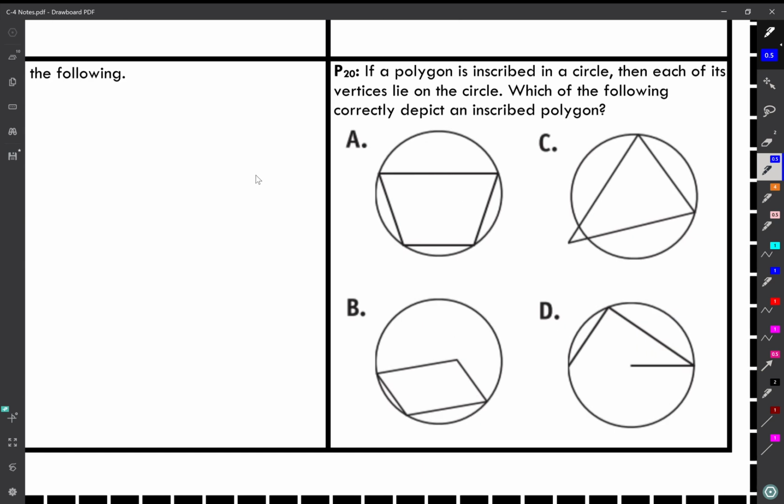Okay, number 20, our last problem. If a polygon is inscribed in a circle, then each of its vertices lie on the circle. Which of the following correctly depict an inscribed polygon? The only one with all the vertices on the circle is A. And with that, we finish lesson C-4, which is inscribed angles.